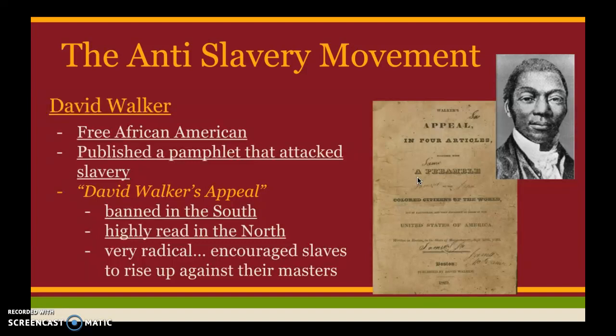And people were so afraid of what this pamphlet taught that the state of Georgia offered thousands of dollars for someone to kill David Walker. David Walker did die a few years after publishing this pamphlet because of the threats against his life. Many people believed he was poisoned, but more likely he died of natural causes, probably tuberculosis.